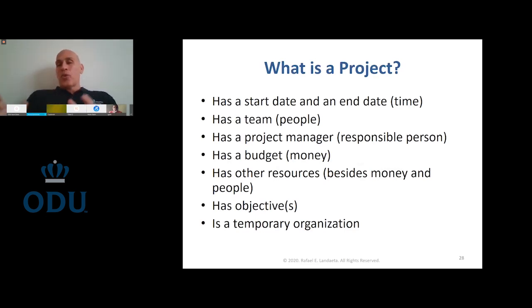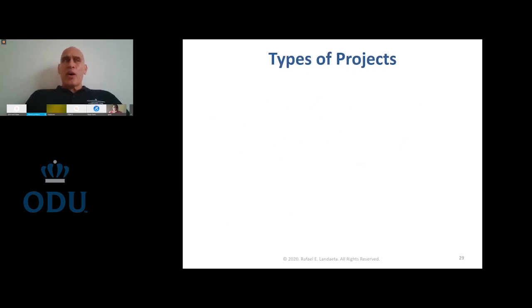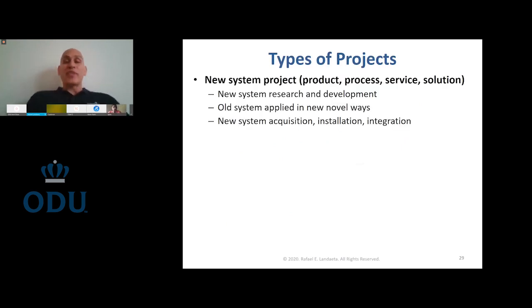Okay, so we're using this definition in what is called design thinking agile innovation projects. What's important to know is that we have many different types of projects. And there are projects that produce new systems. And again, this could be a new product, a new process, a new service, or a new solution, which is product, process, and service all together.